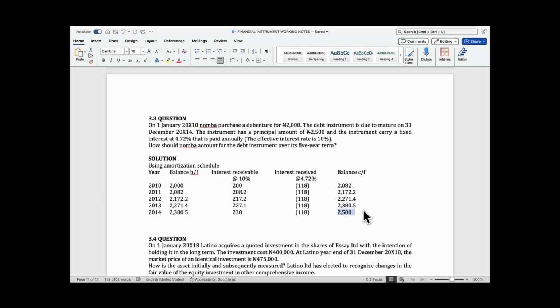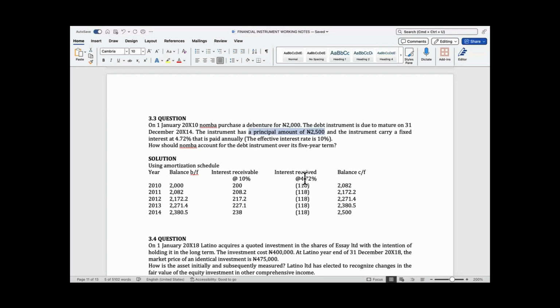Where did you get 118? It is 4.72% times 2,500. So the interest received, the nominal interest, is always calculated on the principal amount. Is that what you always calculated it on the other times? Yes. All other times, those examples I gave you, the principal amount was the same thing as the amount we borrowed.